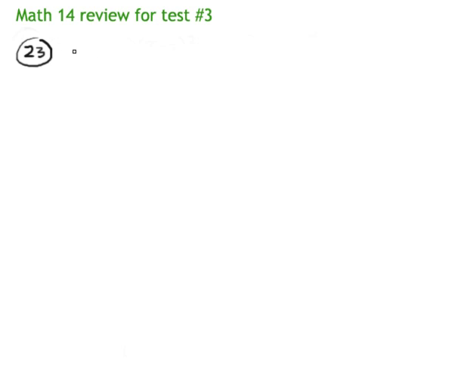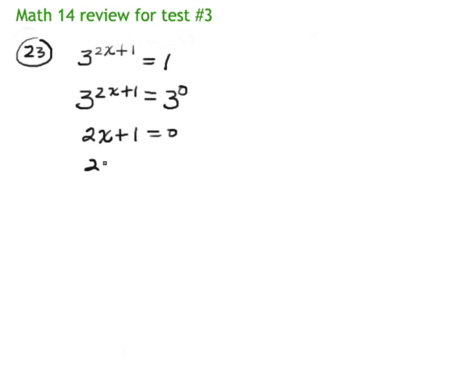Okay, here in number 23 we have 3 to the 2x plus 1 is equal to 1. On the right-hand side, we can write 1 as a power of 3. Okay, 1 is equal to 3 to the 0. So we're going to match exponents like we did before. So 2x plus 1 is equal to 0. 2x is equal to minus 1. And x is equal to minus 1/2.